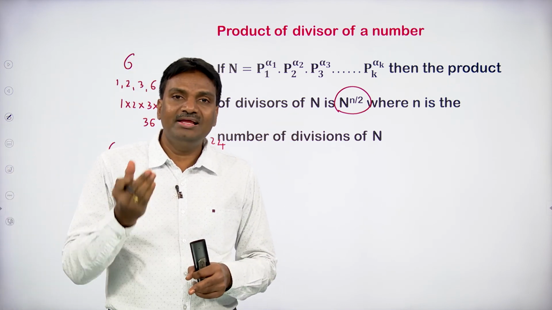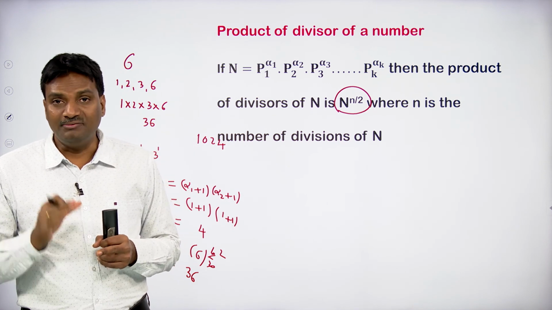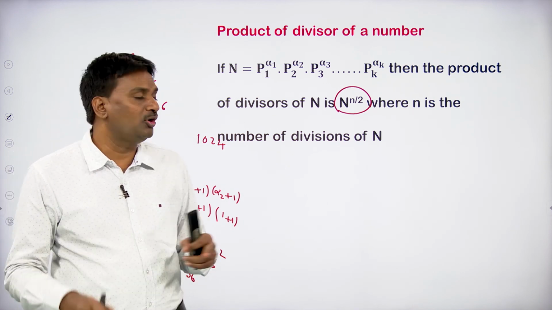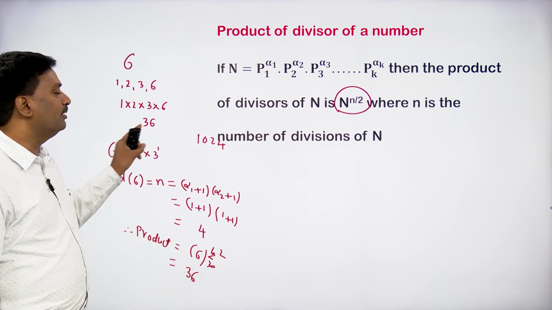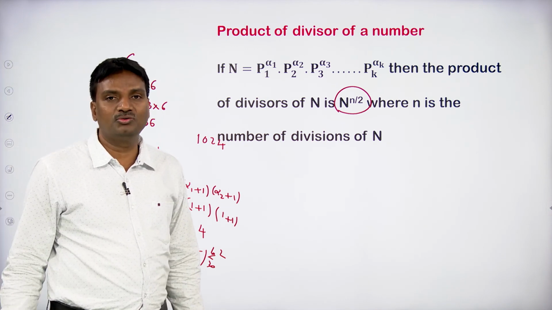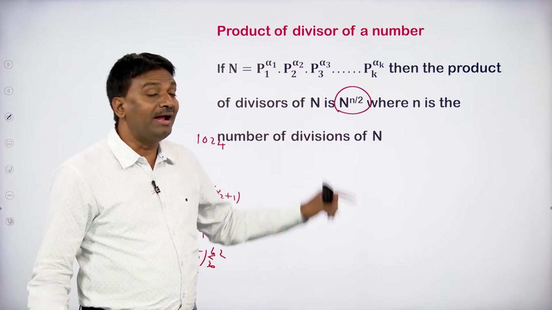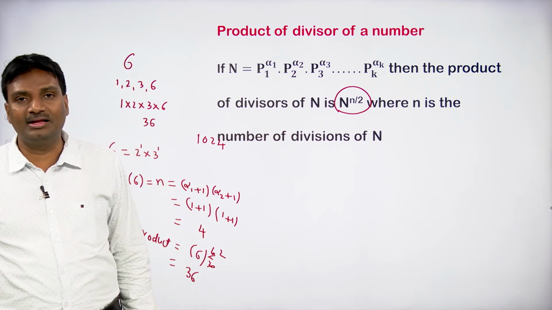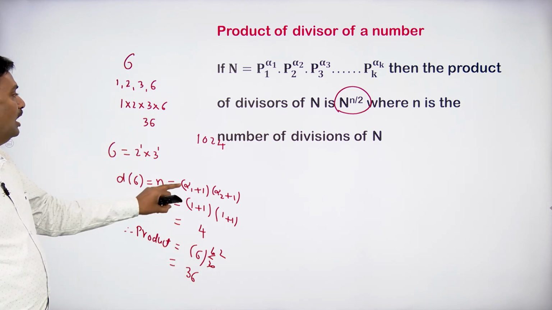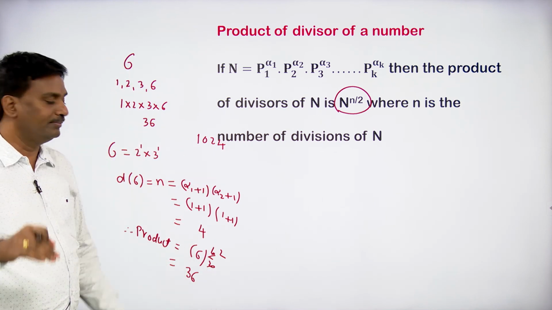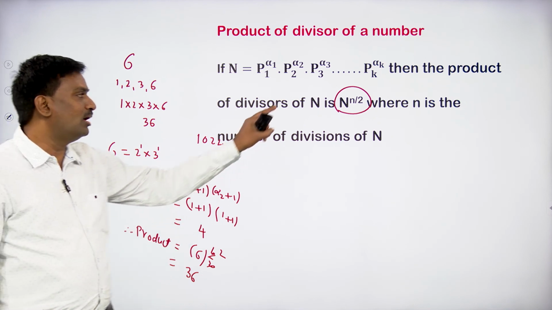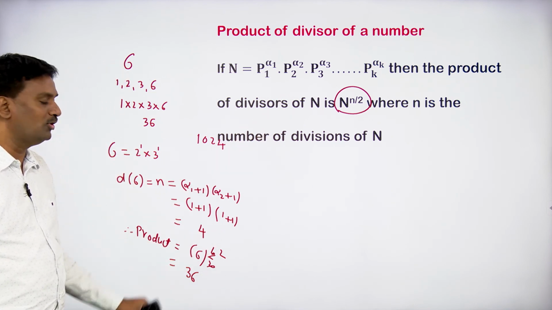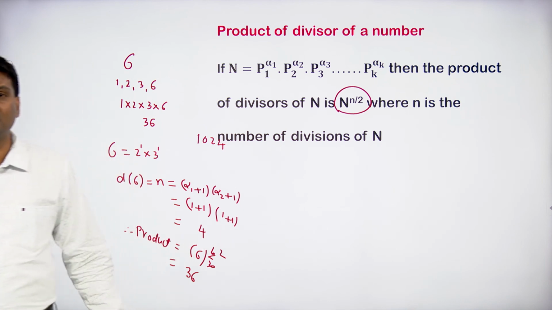Before finding the product of all divisors of the given natural number, we have to express it in the form p1 power alpha 1 into p2 power alpha 2 and so on. After that, find the number of divisors of capital N by using the formula (alpha 1 plus 1) into (alpha 2 plus 1). Here we have gotten 4. Use the formula capital N power small n by 2. Here we have gotten 36. Take the screenshot.